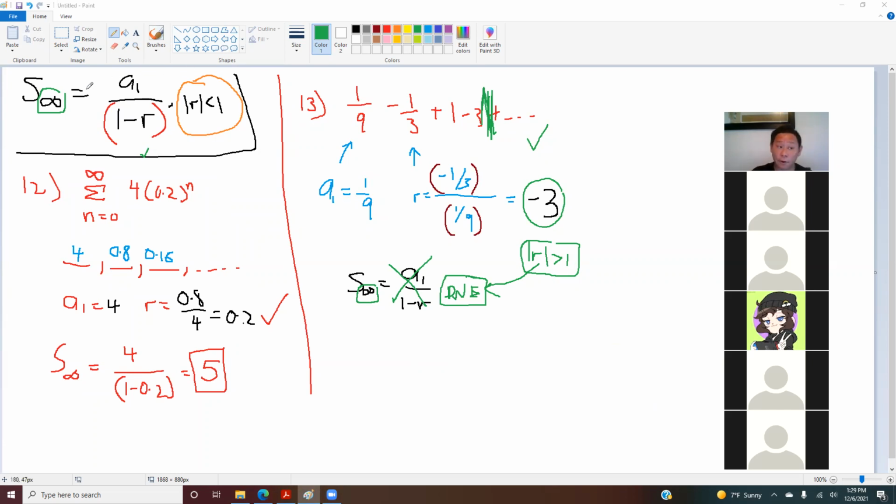Again, there are quite a few formulas here, and you are allowed to use one front page of notes in your test. So make sure you write all these formulas down. So again, for the sum of infinity, your absolute value of R has to be less than 1 to use this formula. Otherwise, if your absolute value of R is greater than 1, your sum of infinity does not exist.